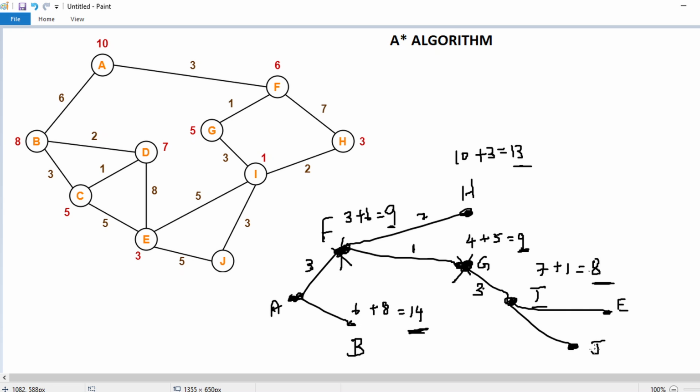I is going to J at the cost of, what is the cost of going to J? This is 3. So the G value is 7, 7 plus 3 is 10, 10 plus 0 because J is 0, because that's the destination. This is the destination. So 10 plus 0 is 10.